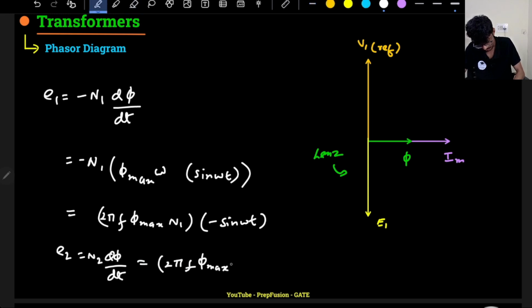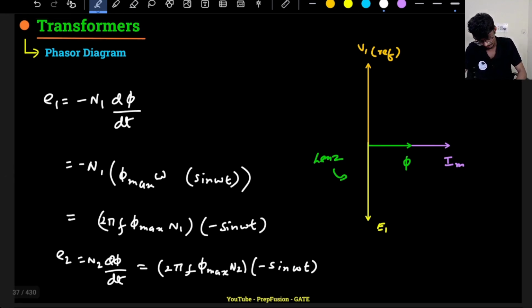N2 will be there, that's it. Here N2 will be there, minus of sine omega t. Okay, minus of sine omega t.